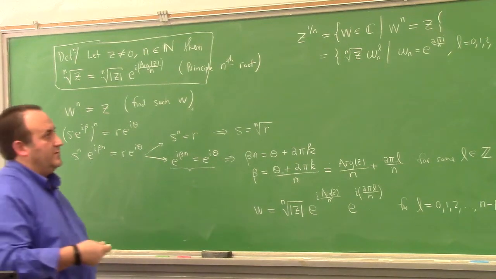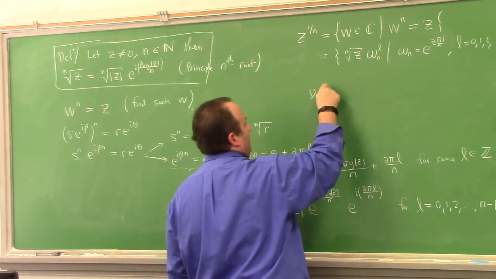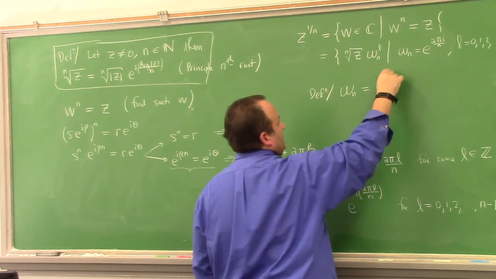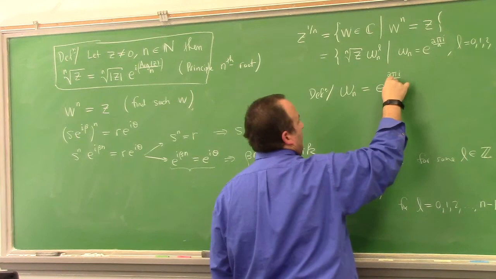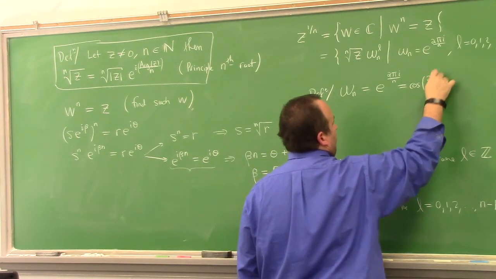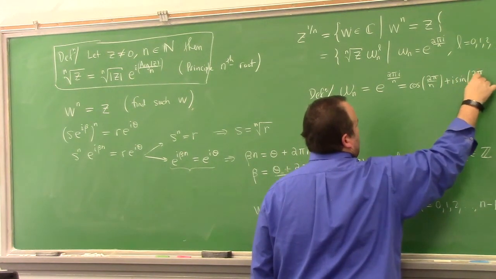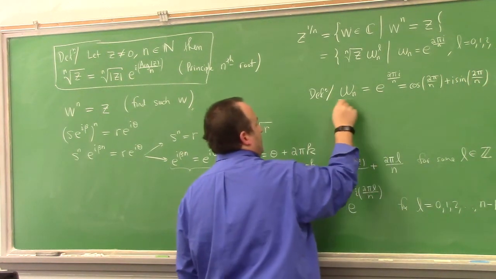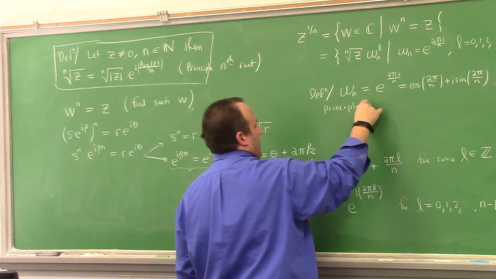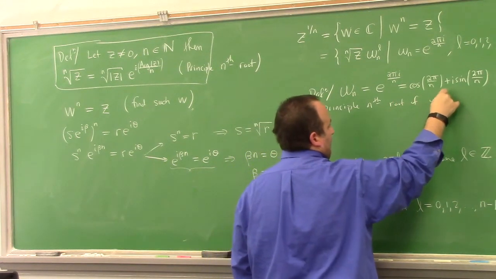Let me show you the definition. Omega sub n, which is e to the 2 pi i over n, which of course would be cosine of 2 pi over n plus i times the sine of 2 pi over n, if we go back to what that was. This is called the principal nth root of unity.